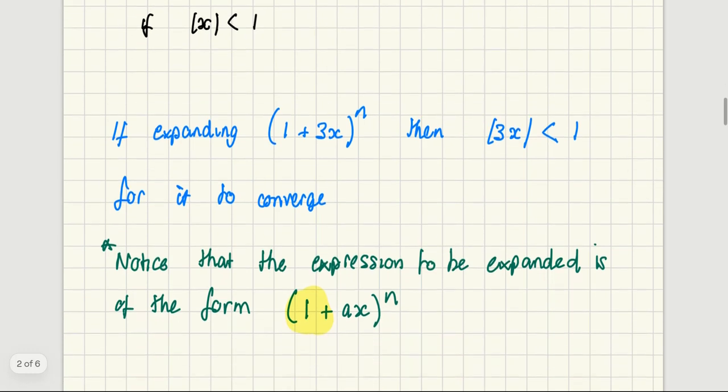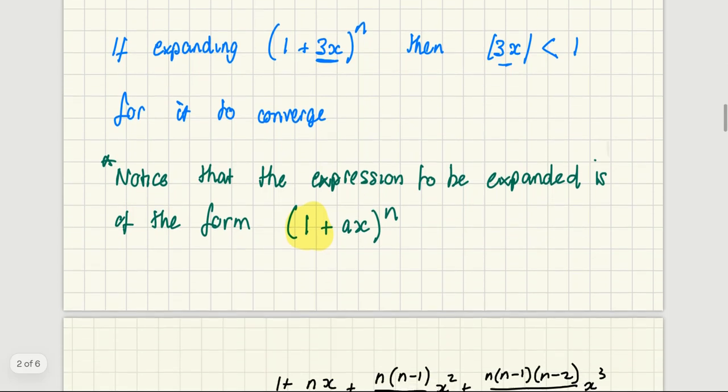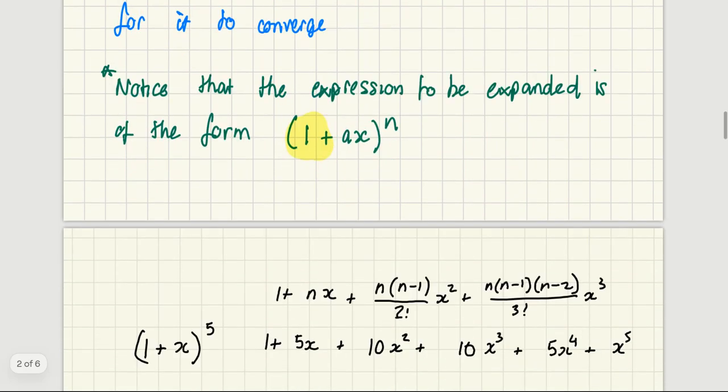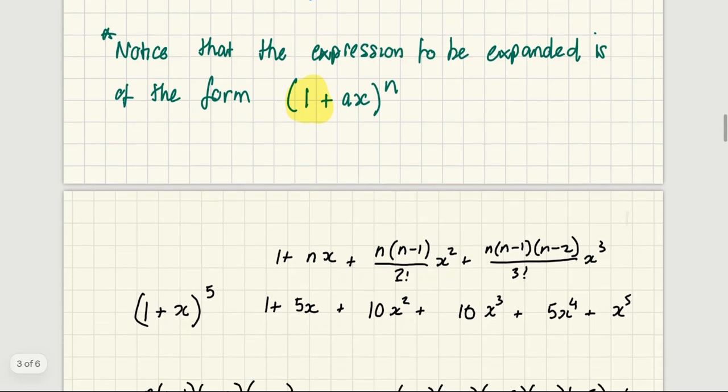If you're expanding something like ax, then the validity is that whole thing, not just the x. This will only work when you've got a 1 plus something. So your focus should be on this. You must be able to rewrite it in the form 1 plus something to do it.